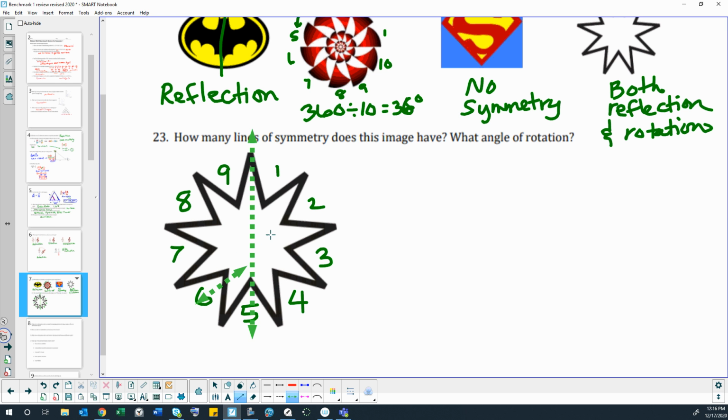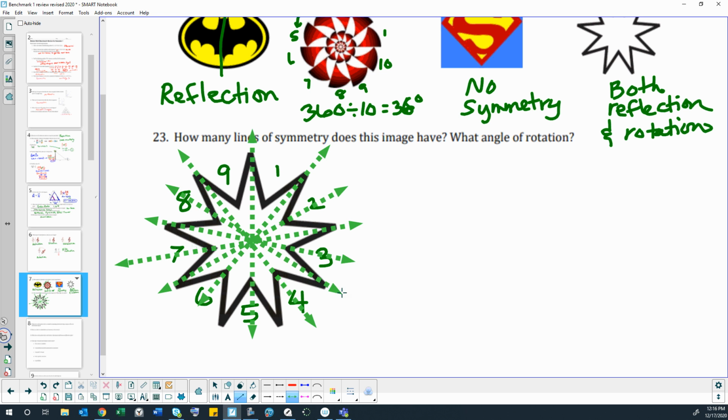So 1, 2, 3, 4, 5, 6, 7, 8, 9. So 9 lines of symmetry, but we also have a pattern that repeats on a rotation 9 times.